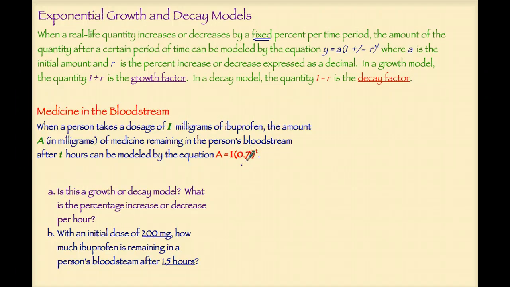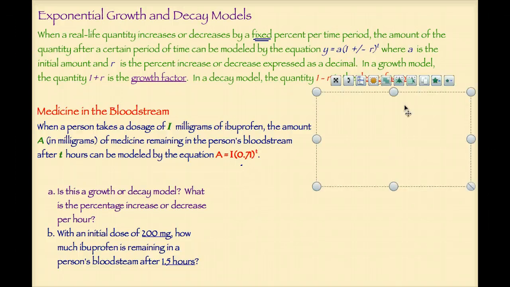Remember, this was 1 plus something or 1 minus something. The fact that it's less than 1 means we subtracted something. Well then, what is the percentage increase or decrease per hour? Since we subtracted from 1 to get 0.71, 1 minus 0.71 tells you what the percentage decrease was. 0.29, which is 29% decrease. Good job, boys and girls.